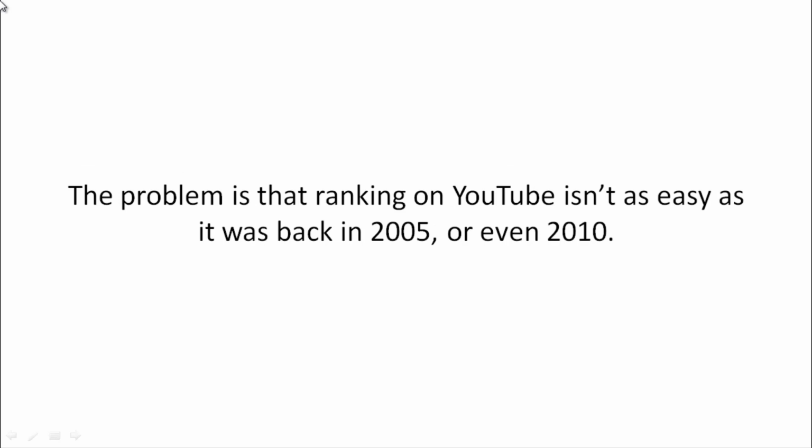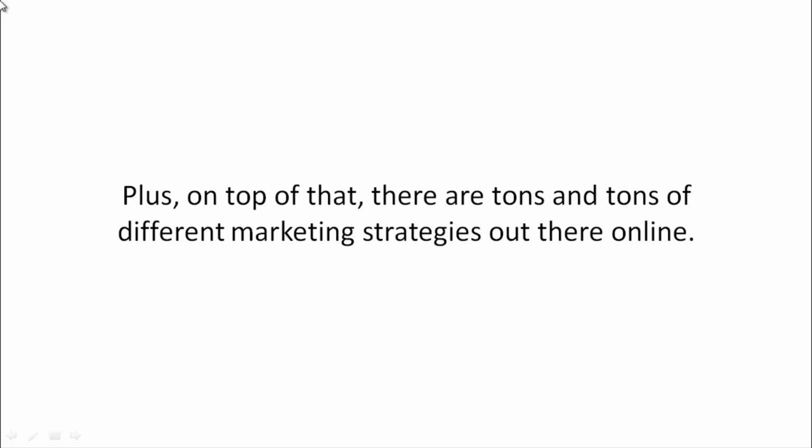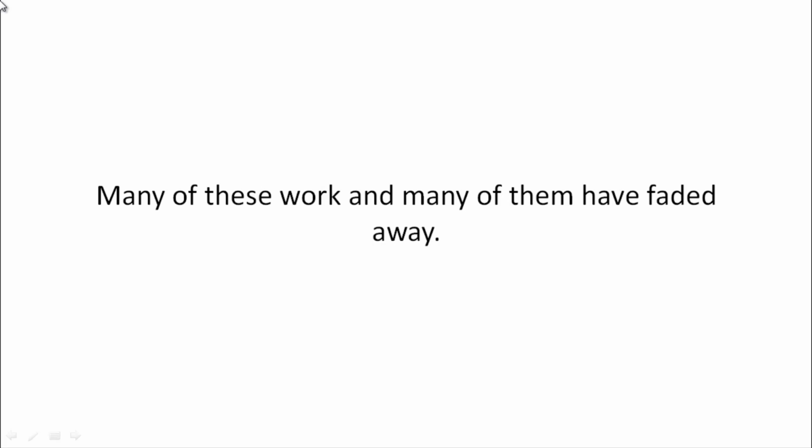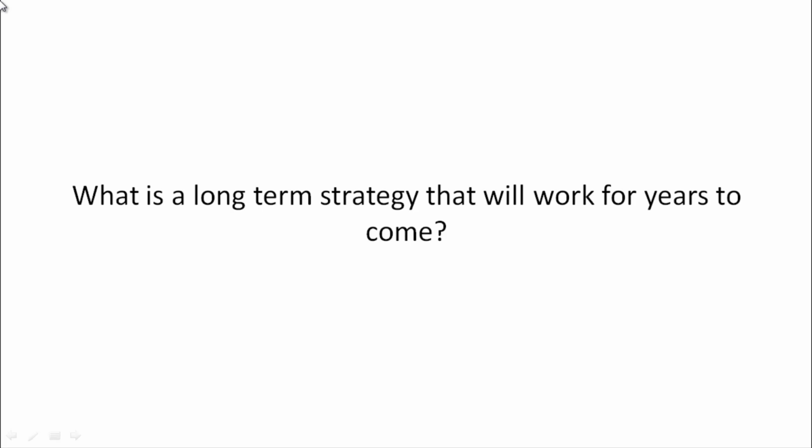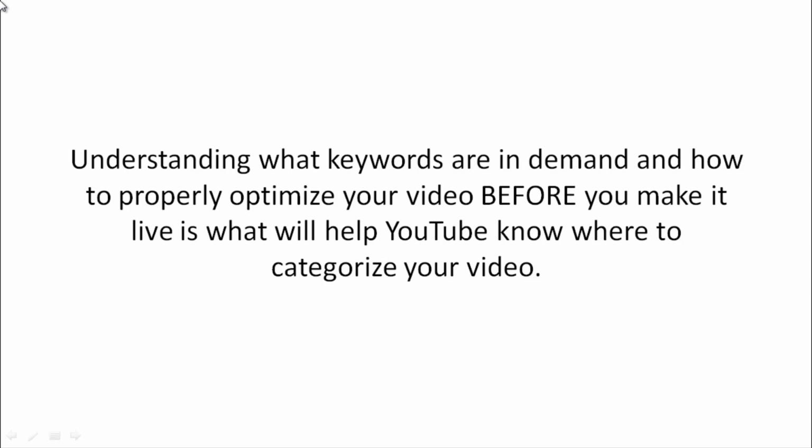The problem is that ranking on YouTube isn't as easy as it was back in 2005 or even 2010. Plus, on top of that, there are tons and tons of different marketing strategies out there. Many of these work and many of these have faded away. So what works and what doesn't? What is a long-term strategy that is going to work for years to come? It's simple. Understanding what keywords are in demand and how to properly optimize your video before you make it live is what is going to help YouTube know where exactly to categorize your video.